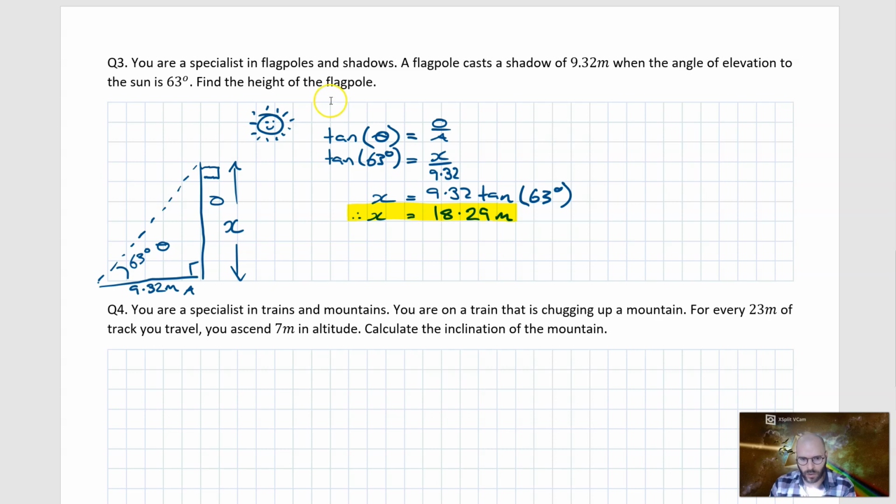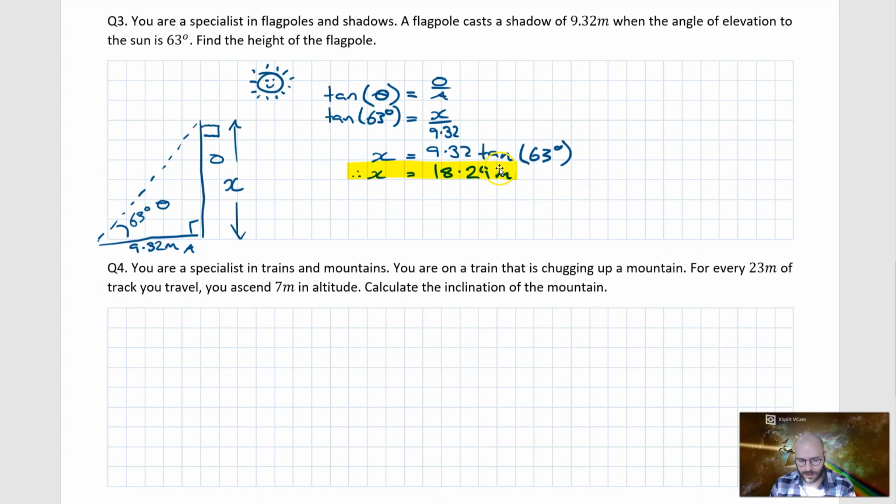So the way in which we solve these word problems is we first try and decipher what's going on up here, and then we draw a mathematical diagram that we can use to solve the math.